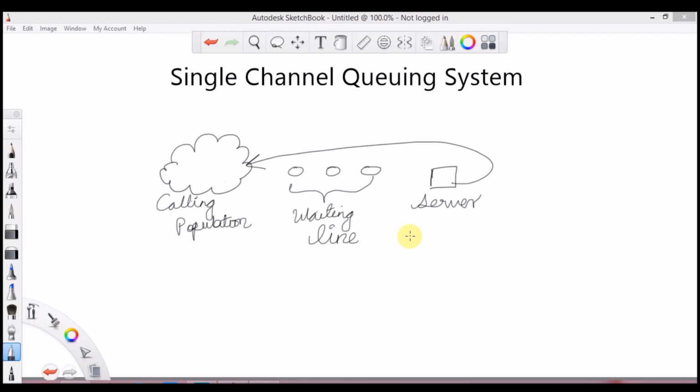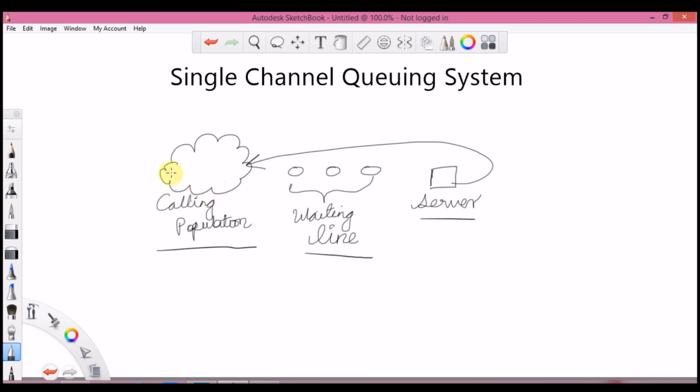Okay, so let's look at what a single channel queuing system means. A single channel queuing system has three components. First you have the calling population, the waiting line and the server. The calling population has the customers or the orders that are yet to be processed. The waiting line is the line in which the orders are waiting in order to get served by the server. The server processes all the requests given by the customers or the orders, and after it is done processing, it is again sent back to the calling population to wait.